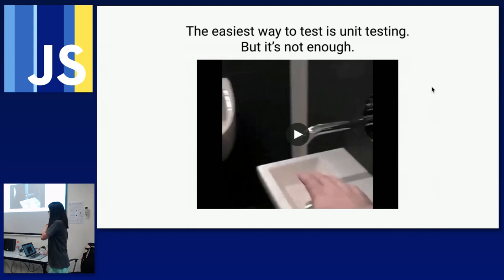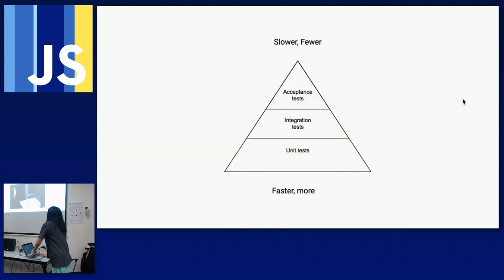So there are three layers of testing. Okay, so we have three layers of testing. There are unit tests at your bottom, and we have integration tests and acceptance tests. So this is in a pyramid structure because what you're supposed to do is write more of the unit tests and less of the acceptance tests and the integration tests.